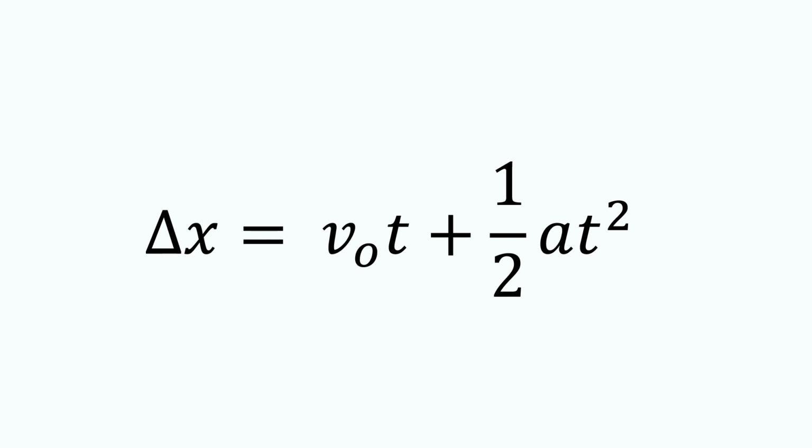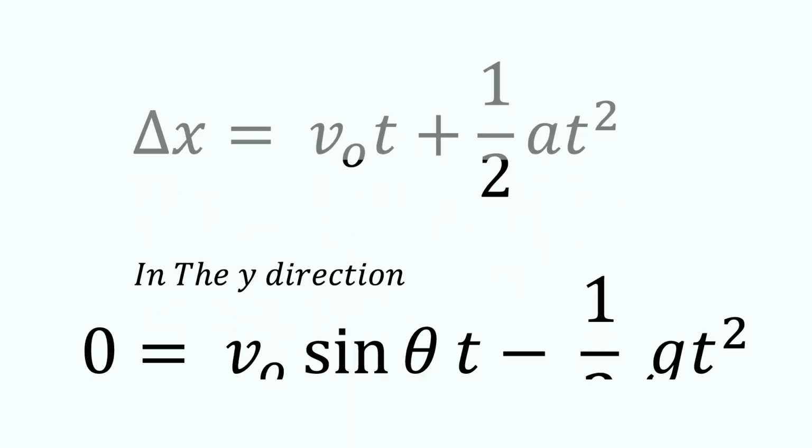Exercise 2, time in flight. Time in flight can be obtained easily using the y component and the displacement equation, noting that delta y is 0. The displacement equation is delta x equals v naught t plus 1/2 at squared. For our purposes, we will be using the y component.